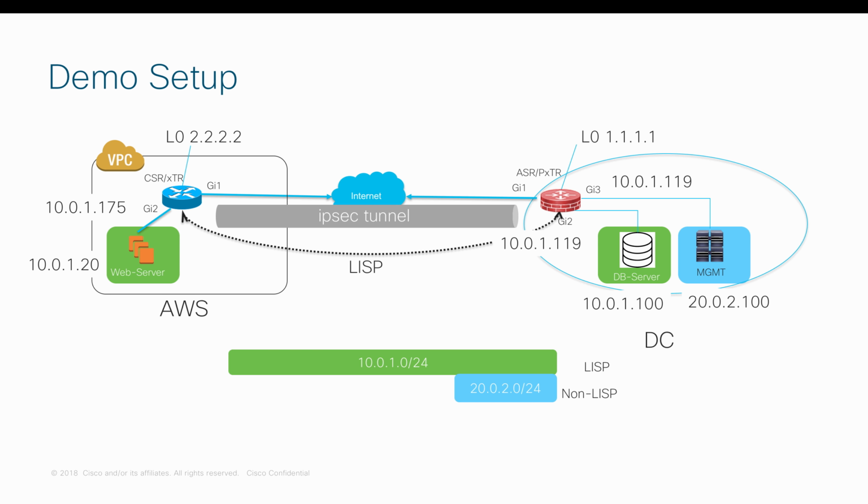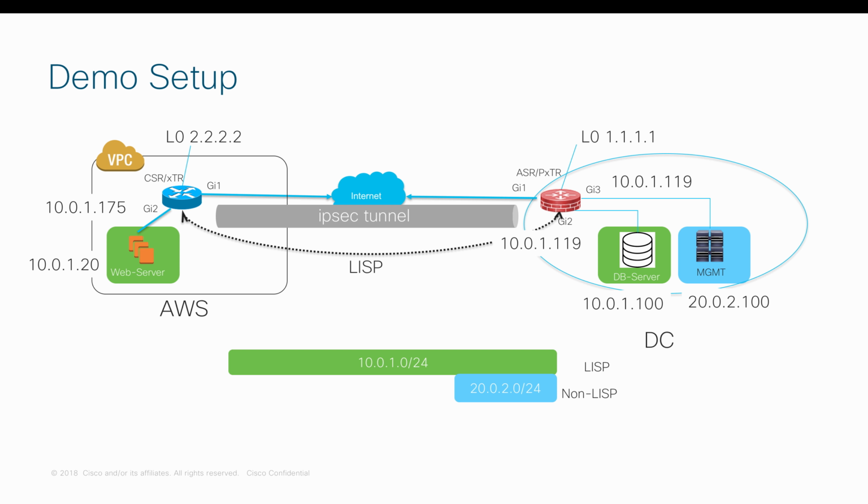And on the ASR side, you have a loopback 1.1.1.1, and you have three interfaces. Gigabit 1 facing the internet, we don't have to worry about that. Gigabit 2 facing the LISP subnet, which is 1.119. And on the database server, it's 1.100. Okay, so as you can see, this database server and the web server share the same subnet, which is 10.0.1.0/24. And then you also have a management subnet, which is 20.0.2.100 for the management server.